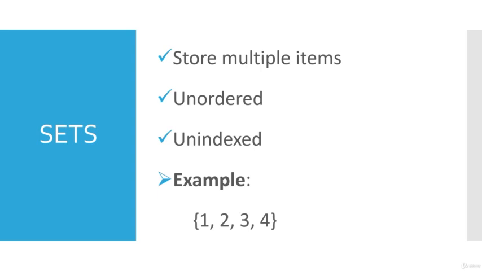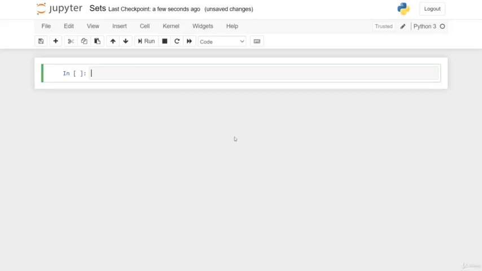But a set is a collection which is both unordered and unindexed. And every time you run your program, you will get a random order or a random arrangement of the set items, because the set is unordered and unindexed. Now let me show you how to create a set in Python programming language.